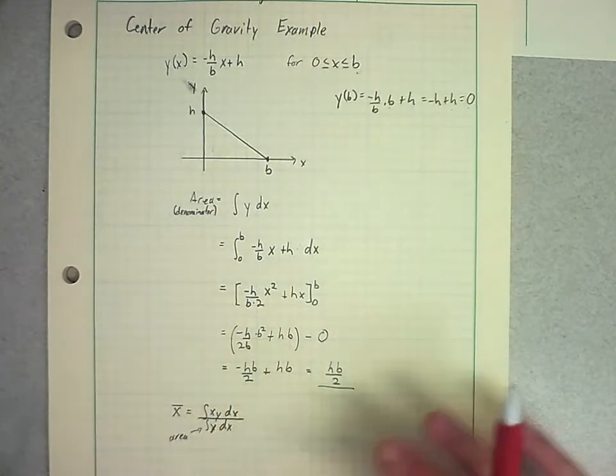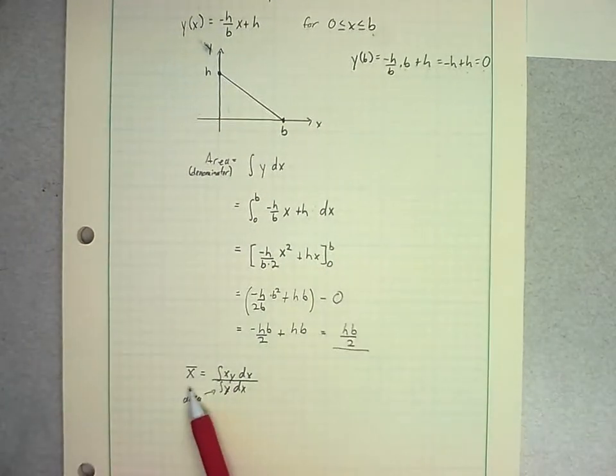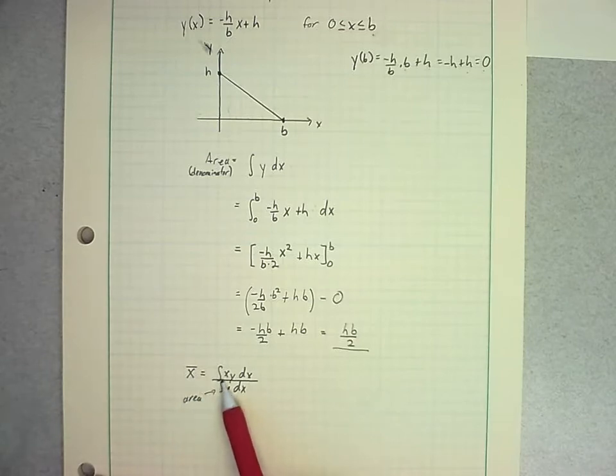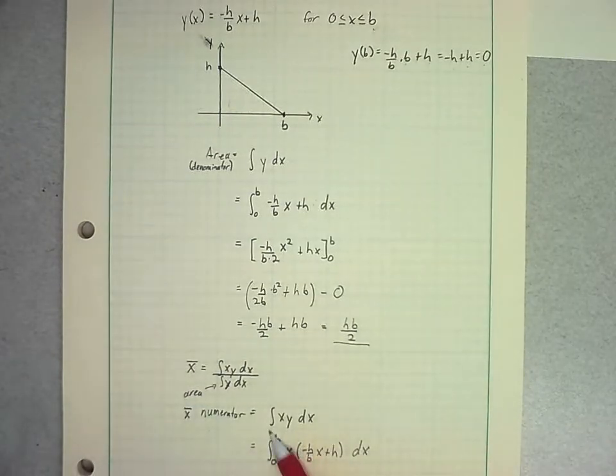All right, but remember, area is not what we were actually looking for in this. We're trying to find the center of gravity, and our equation to find the x value of the centroid is to take the integral of x times y, integrated with respect to x, and divide it by that area. So let's calculate what the numerator of this is. So to get the numerator, remember x times y dx.